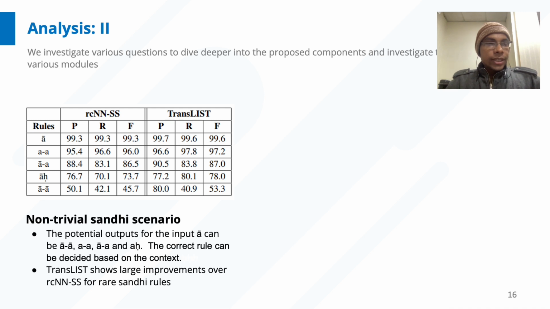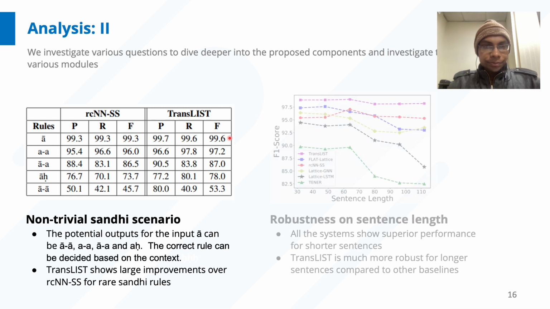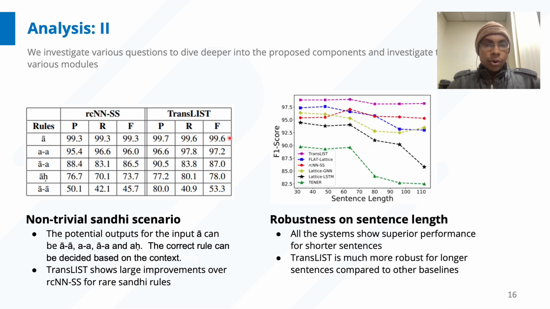We also investigate how our model works in non-trivial Sandhi scenarios compared to the current state of the art. So you can see that compared to this, our model outperforms in all the scenarios. And robustness on sentence length: you can see that our model outperforms the competent baselines, even when the sentence length is high.